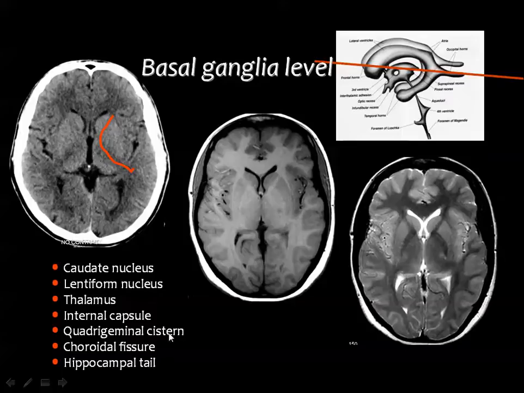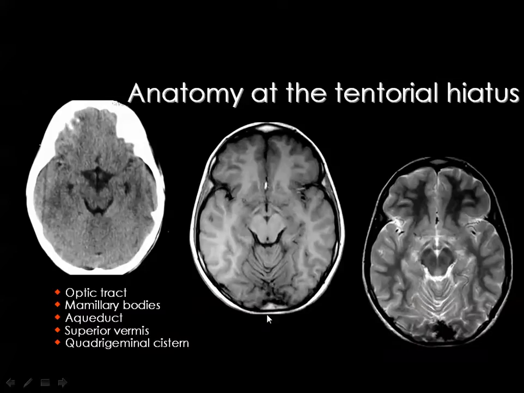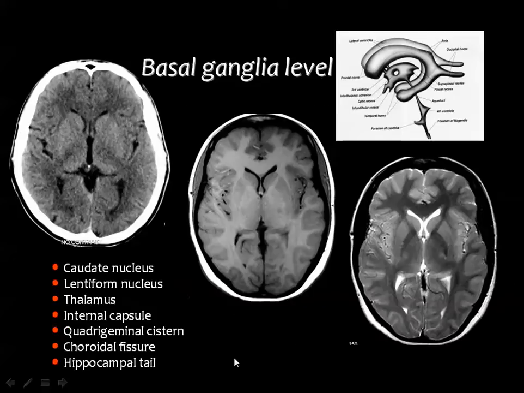Where is the quadrigeminal cistern? This is the quadrigeminal cistern. In the lower section you can see the quadrigeminal cistern like a dish here, but in the higher section you see the quadrigeminal cistern rhomboid in shape. It has 4 corners, and this is the site of the quadrigeminal cistern.